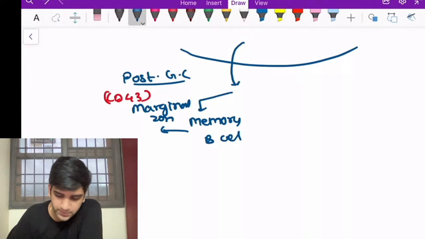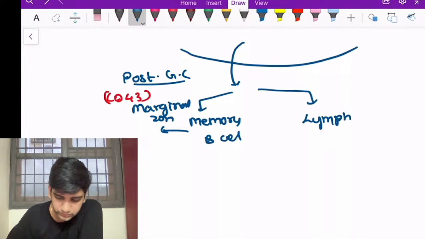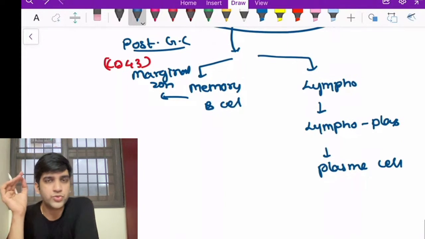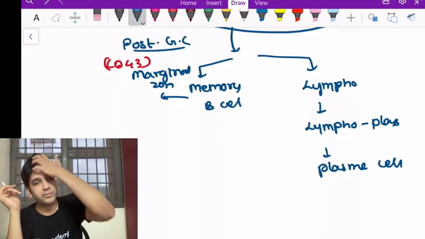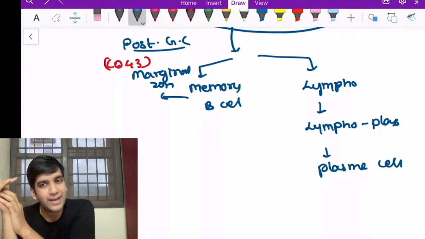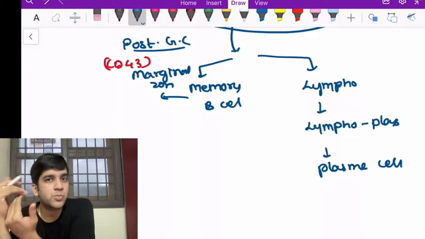The other possibility for me is a post-germinal center lymphocyte. So first I'll have a lymphocyte. It'll become a lymphoplasmacytic cell. Then it'll become a plasmacytic cell. Right? This is what is going to happen. So plasma cells should produce immunoglobulin. If they have to produce immunoglobulin, am I right in saying that the transcriptional suppressors should be absent there? The transcriptional suppressors, absent or present? They should be absent. If they are present, it cannot produce immunoglobulin, it cannot produce antibody, right?